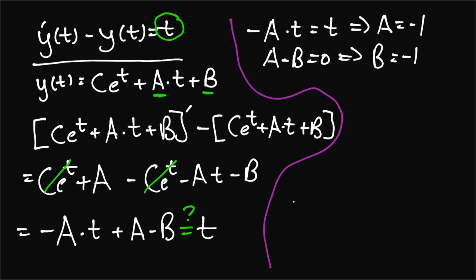So our solution to this equation is y of t is equal to c e to the t minus t minus 1.